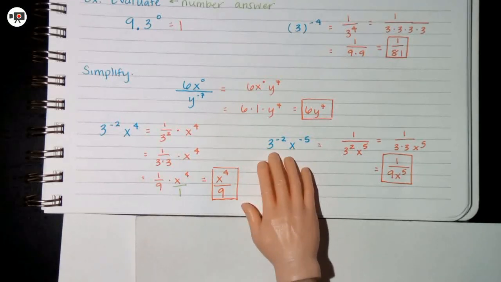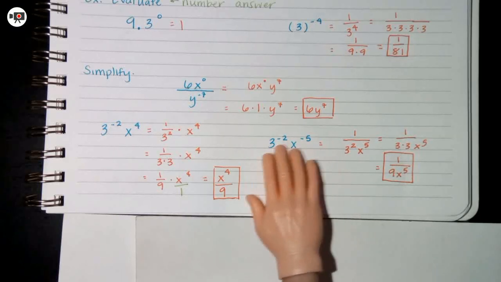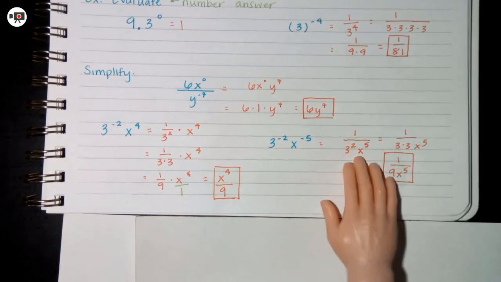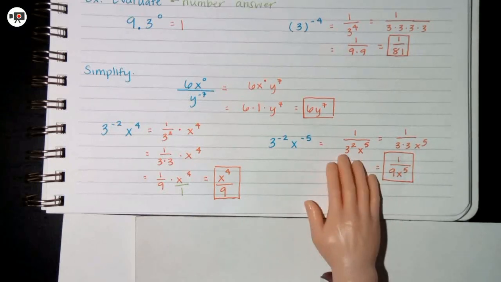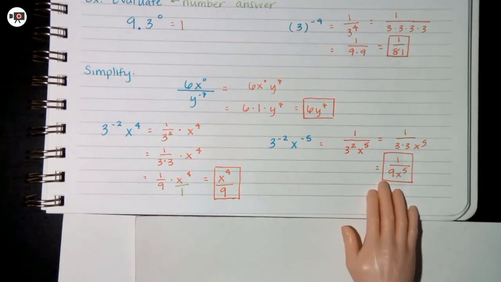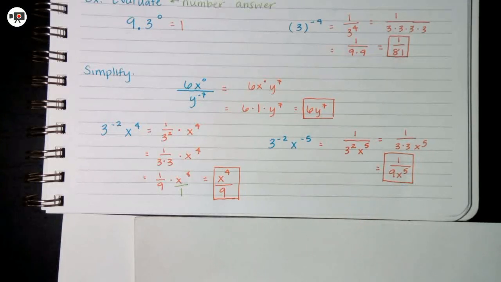Here for 3 to the negative 2nd power times x to the negative 5th, both of these have negatives. So both move to the denominator, and now they are positive. And then I can simplify 3 squared to get 9. So my answer is 1 over 9 times x to the 5th.